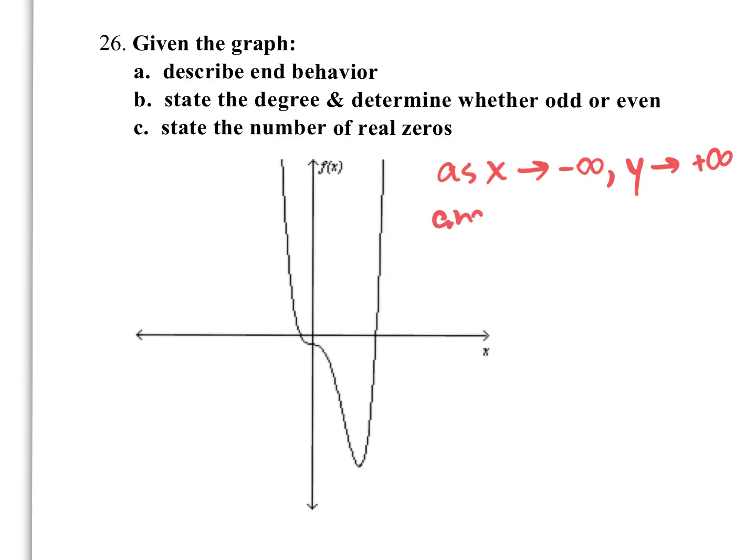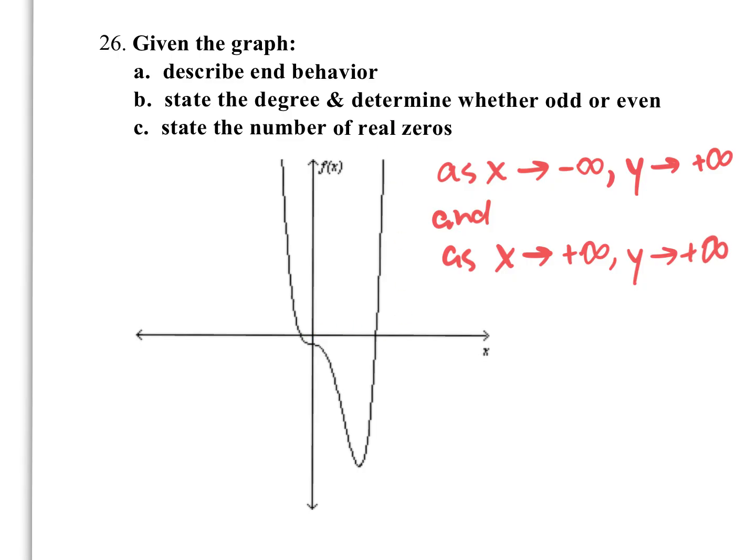And then you say, and as, so we already said as you look to the left. Now let's say as you look to the right. How do you say that? As x approaches positive infinity, your y values, your f of x values approach also positive infinity. As you go to the right, it's going up. So it also approaches positive infinity.